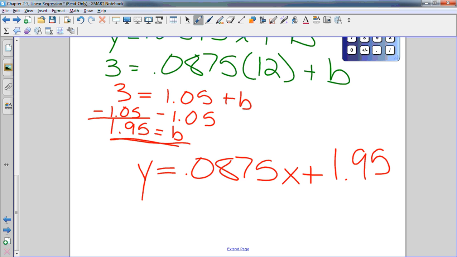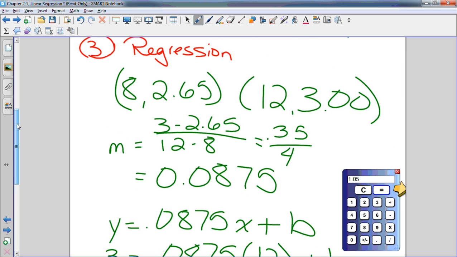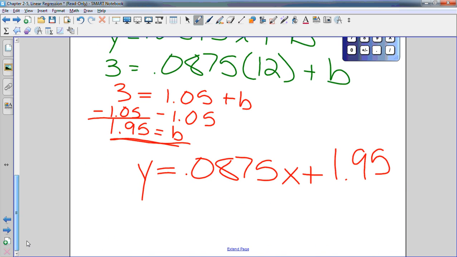There's my slope that I found in the beginning, and there's my y-intercept. Slope, we found in the beginning, y2 minus y1 over x2 minus x1. We got 0.0875. I plugged them in and got 1.95. I plugged in 0.0875, I plugged in 1.95. That's how I got it. Okay? Now, I need to put that equation in my Nspire. So remember that, so I don't have to go back and forth. You guys have it written down? Somebody have it written down?